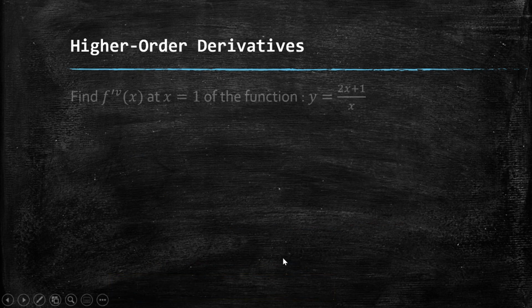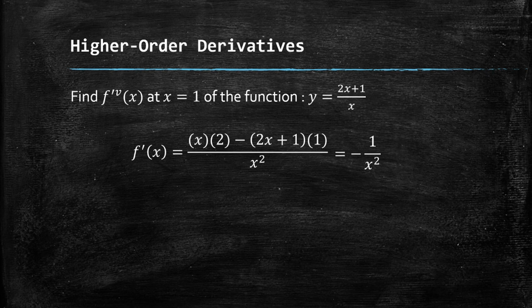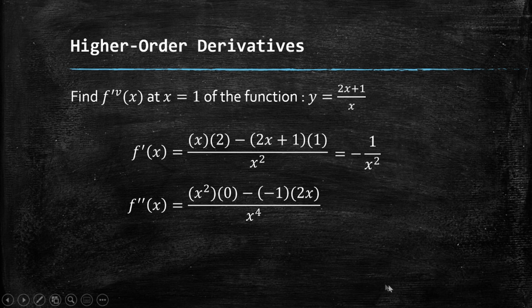Okay, next, let's have another example. We are asked to find the fourth derivative f⁗(x) at x = 1 of the function y = (x + 1)/x. So we'll get first the f prime of x, which requires the quotient rule. Applying the quotient rule, we'll get −1/x². Then f double prime: since −1/x² is a rational function, we'll get the derivative of that, which is 2x/x⁴, which is 2/x³.